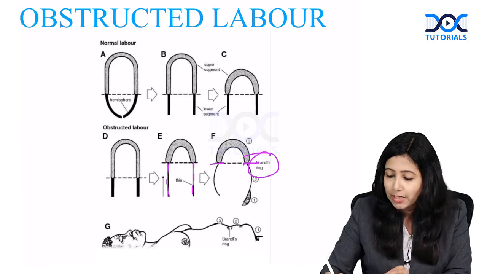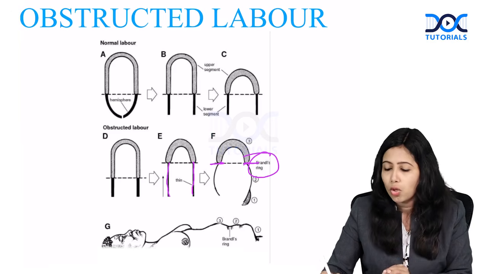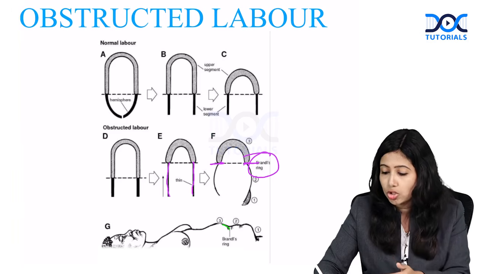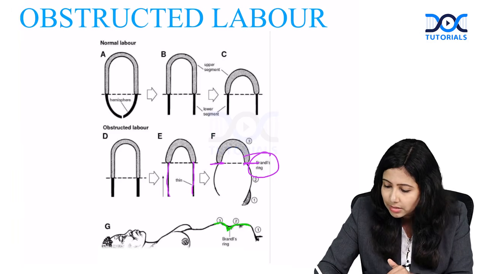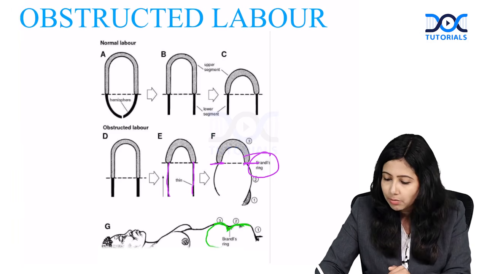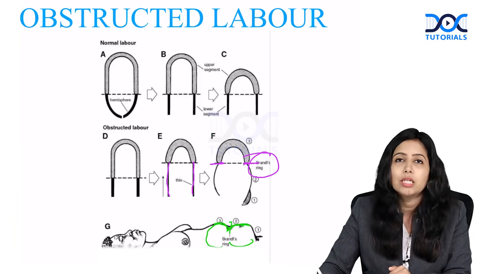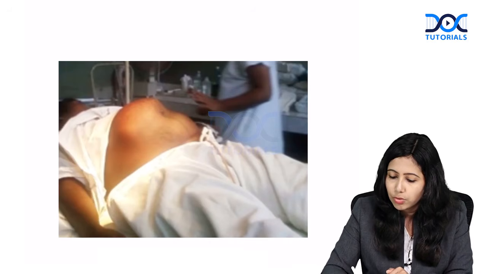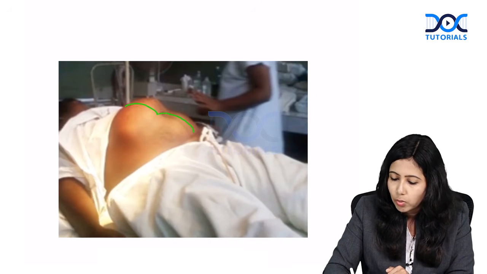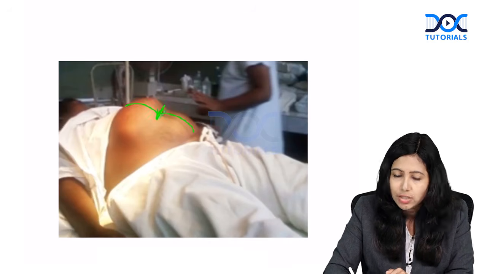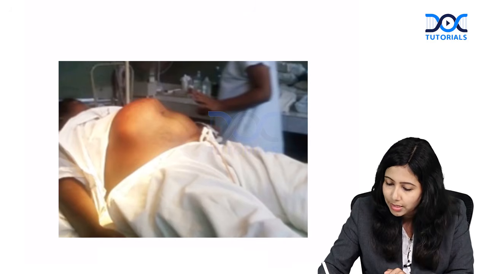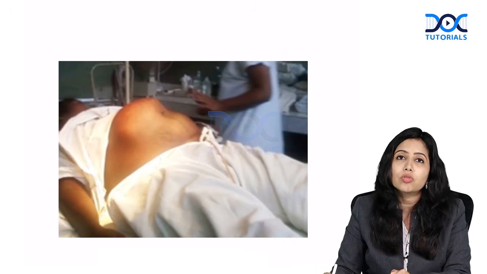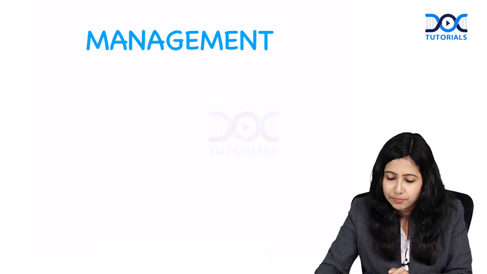So, it can be felt per abdominally as well. When you do per abdominal examination, you can feel that there is this depression between the upper segment as well as the lower segment. This is the Bandel's ring. Yes, again, this is a picture which is showing the upper segment, lower segment. There is a depression in between which can be felt abdominally. Let me show it here. So, this is known as Bandel's ring.